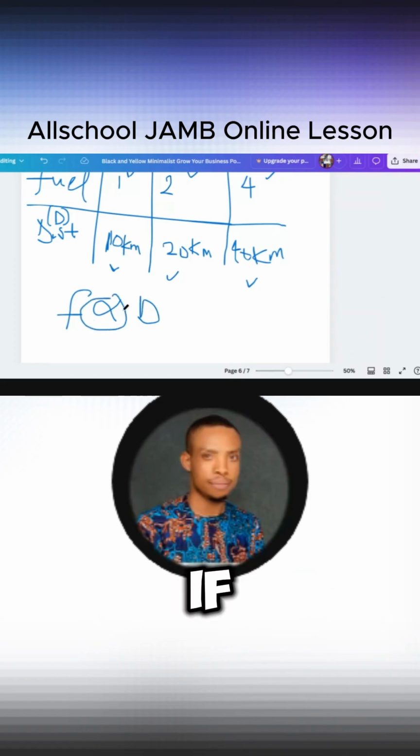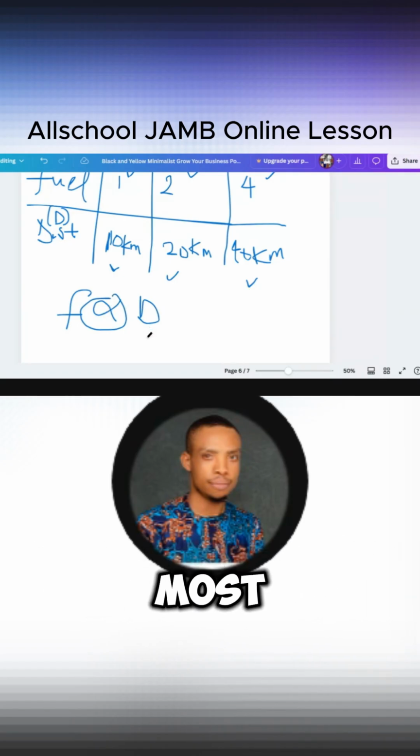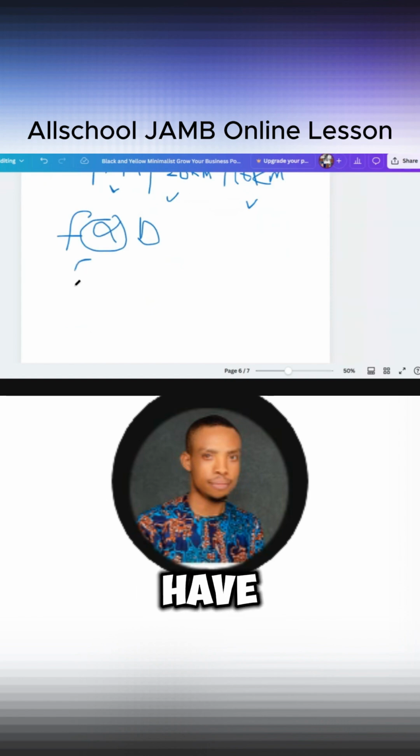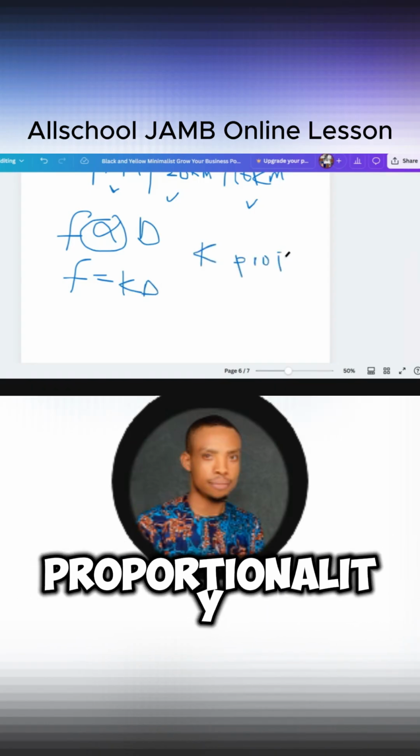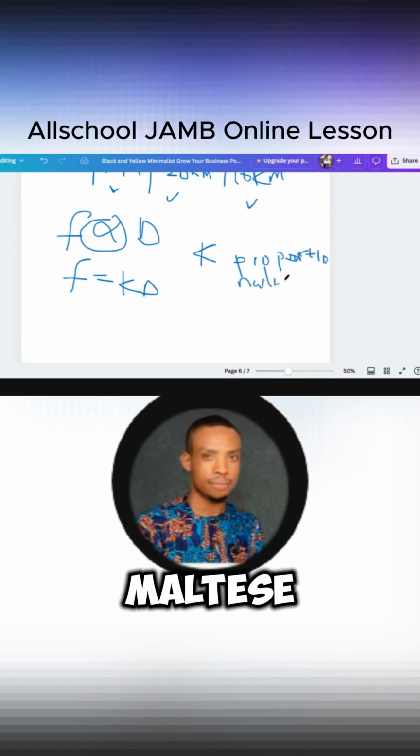If I want to remove this sign, I have to put what we call proportionality constant. Most textbooks use K. Some use alpha. It depends on what you want to use. But I prefer you use K because it is generally acceptable. So if I want to remove this variation sign, I'm going to have F is equal to KD, where K is what we call the proportionality constant. You understand? So that's for K.